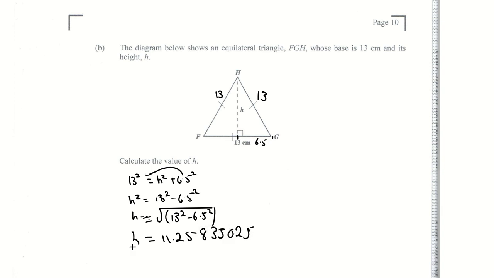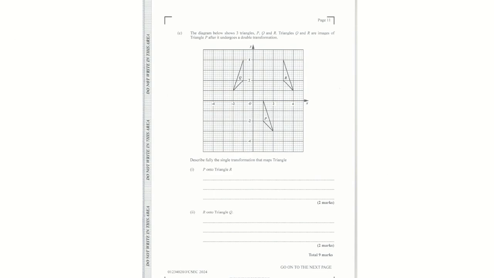11.25833025. So my height is going to be 11.3 centimeters, to 1 decimal place. And that is how you would calculate this. Right, let's go on to the next question.